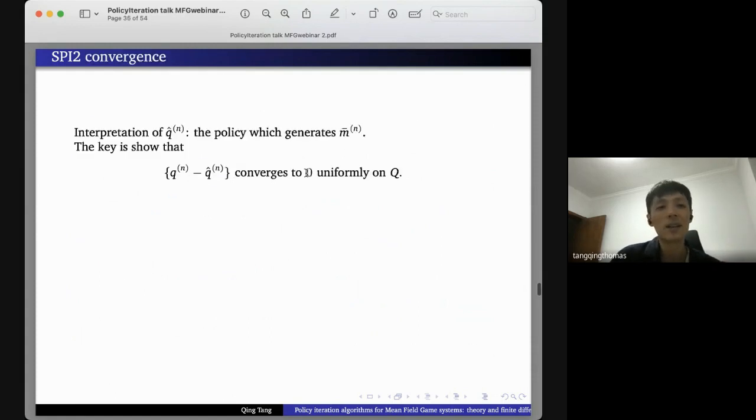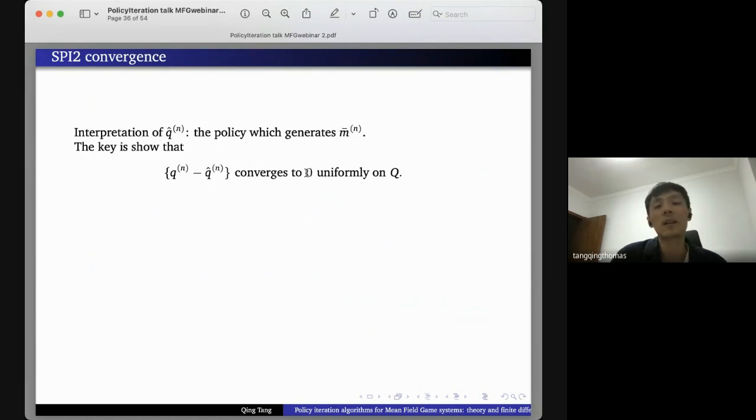So here, if we interpret the Q hat, this is the policy which would generate M bar. I think that's what a lot of people are doing with machine learning. For example, you train a neural network which would generate the average distribution M bar. Here, we don't have a neural network or anything. We just write a PDE with a Q hat, which generates M bar. And the key is to show that Qn and Q hat n are close.